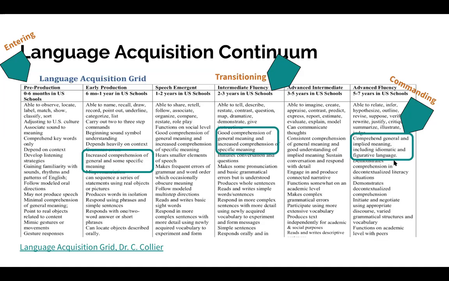So I think this is a really good guide for a lot of teachers to know where their students are and what they're capable of doing. What you don't want to do is have a student here in speech emergent or intermediate and give them this stuff over here with implied meaning. You have to get them there slowly.